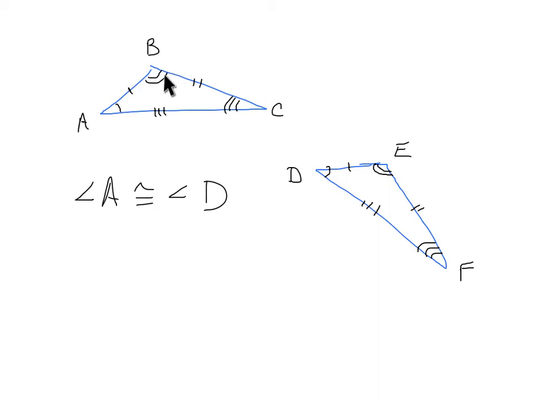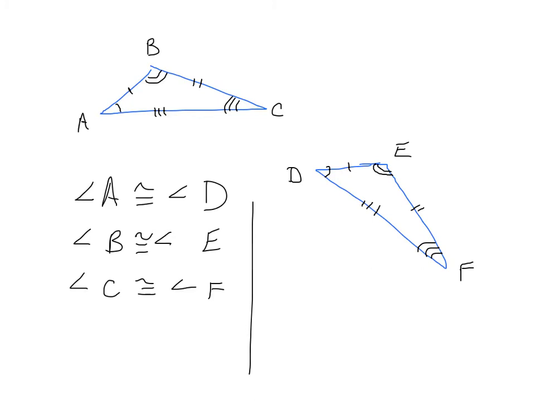And we have here angle B, which is corresponding and congruent to angle E. So we can put that down here, B and E. Okay, and then we have angle C, which is in fact congruent to angle F. So we can put that down. Angle C is congruent to angle F. Alright, so it almost looks like we have a congruent triangle, but we can't be sure until we check the sides. So let's go ahead and check the sides.